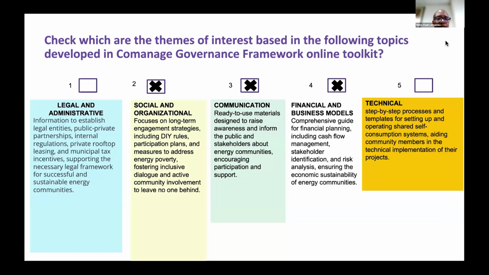So in terms of the assistance that we need in the city of Johannesburg, it's social and organizational, which of course focuses on long-term engagement strategies, including do-it-yourself rules, participation plans, and measures to address energy poverty. Communication: ready-to-use materials designed to raise awareness and inform the public and stakeholders about energy communities, encouraging participation and support. Financial and business models. And I have to tick legal, by the way, Daniel and Caitlin.